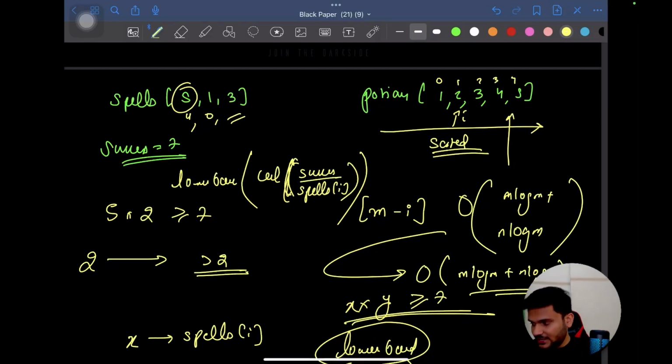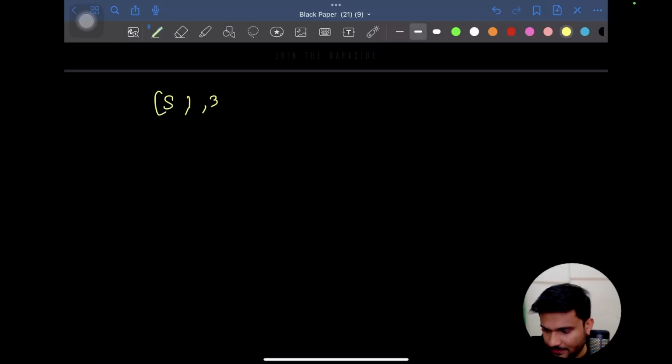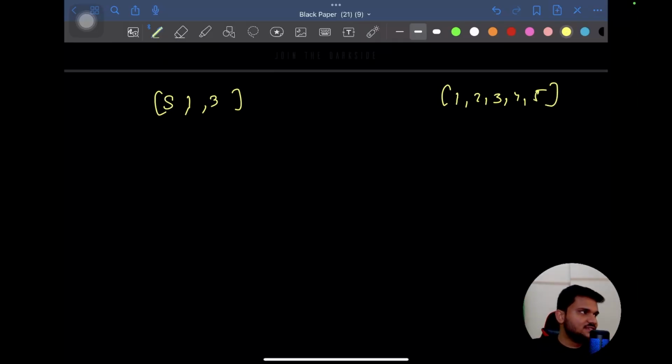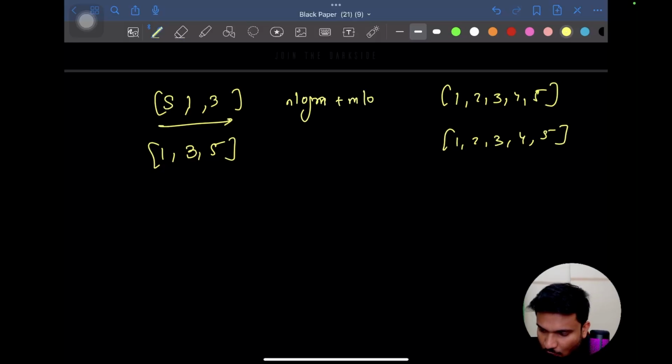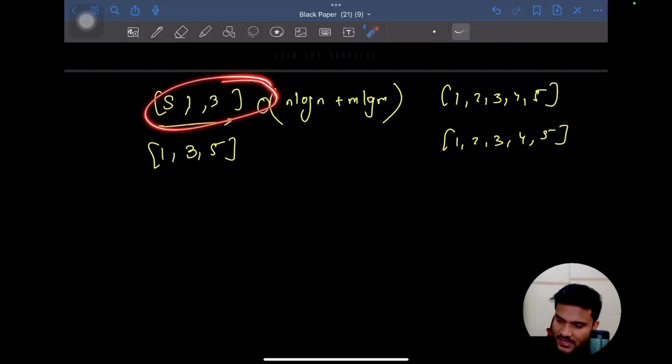Now, interestingly, one more way to actually solve this question can be using 2 pointers. 2 pointer was kind of a similar technique to that of merge sort. How about you sort this array as well, and you sort this array as well? Let's say you sort both of the arrays. If you sort both of the arrays, what is the time complexity? N log n plus m log m. Okay, this is n log n plus m log m, right? Sort this array, sort this array.